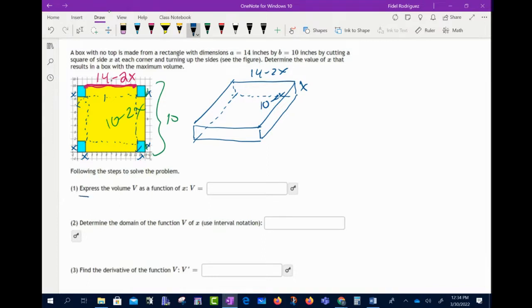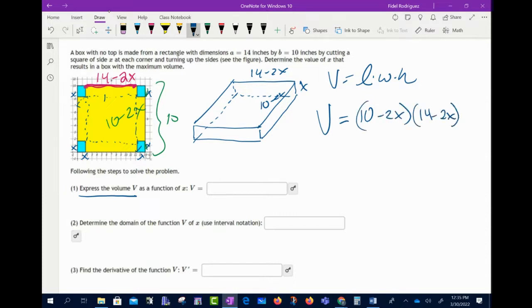First off, it says express the volume V as a function of x. Remember the way we find the volume? It's the length times the width times the height, right? The length, I'm going to call it 10 minus 2x. The width, I'm going to call it 14 minus 2x. And the height, we're going to call that x, because we have this side and that side right there. So that's what I'm going to write here. That's going to be my volume.